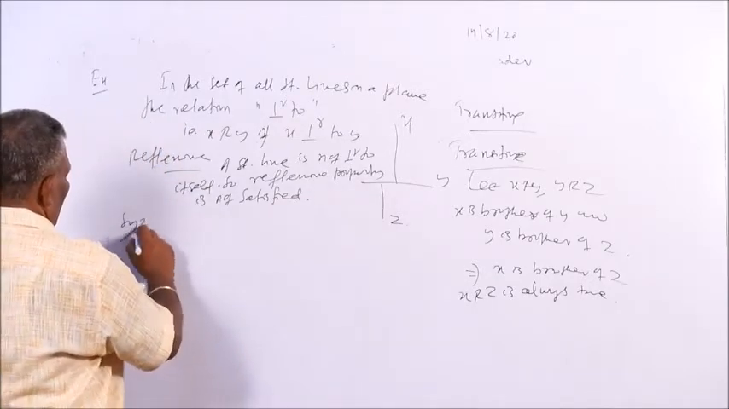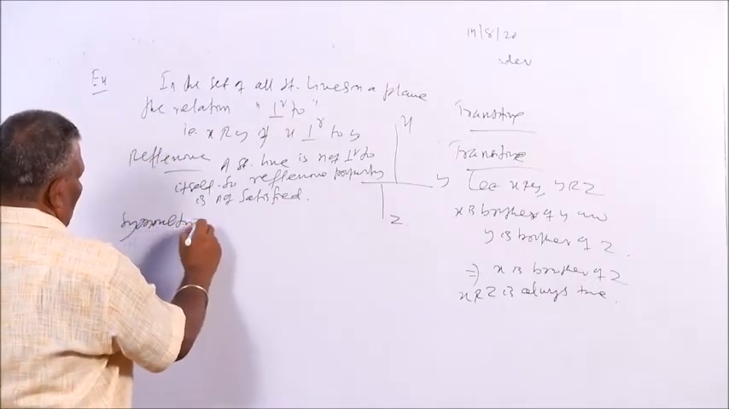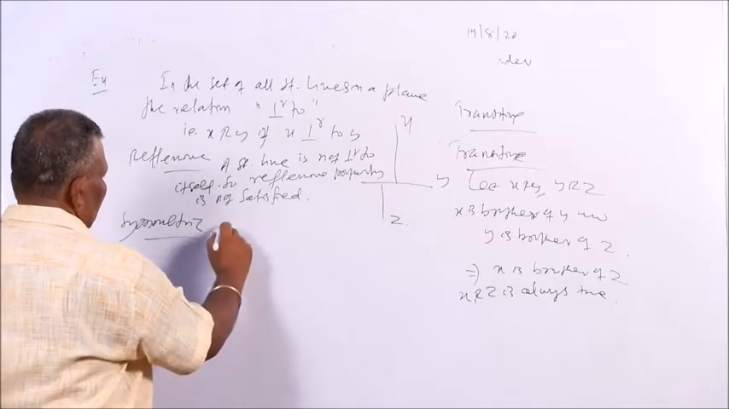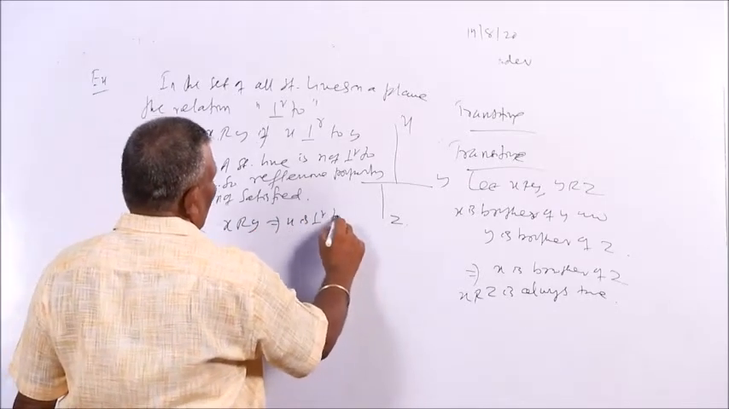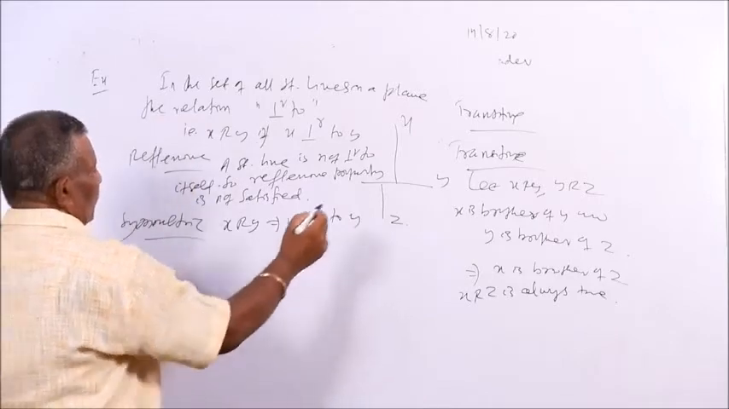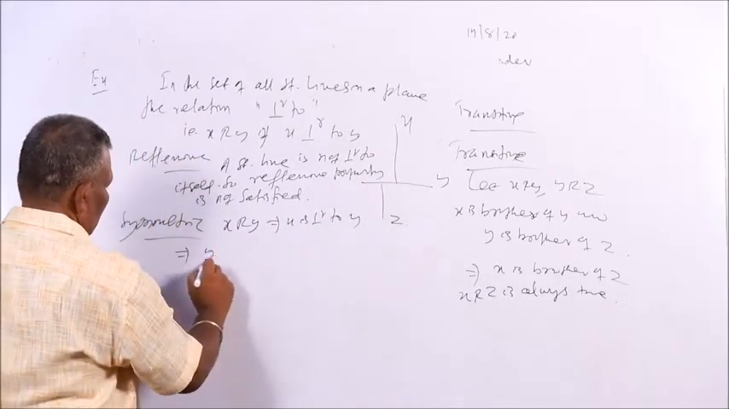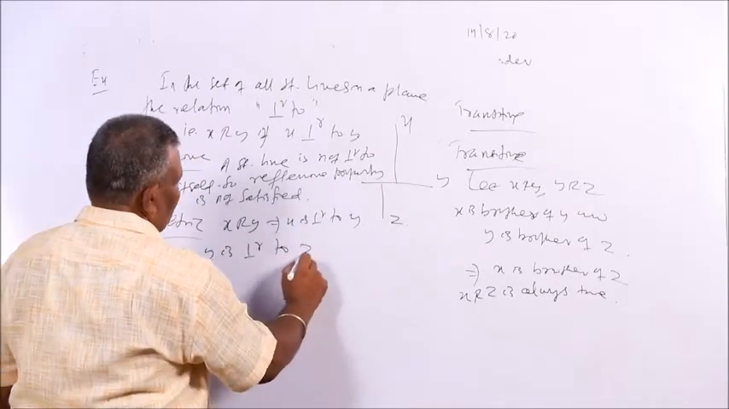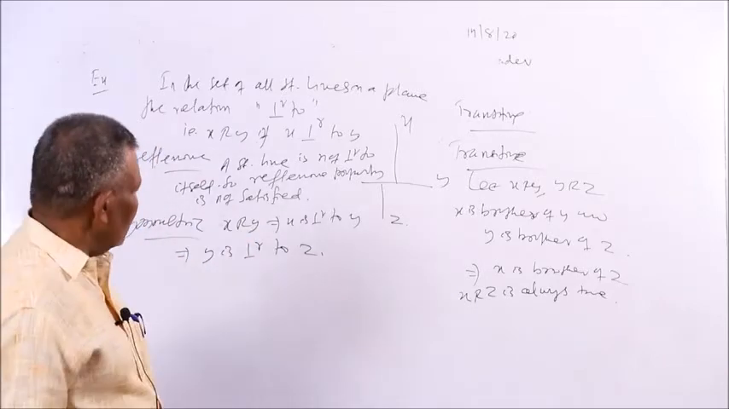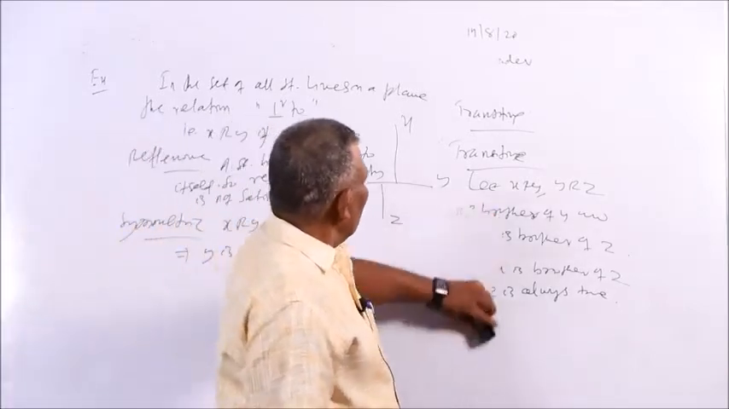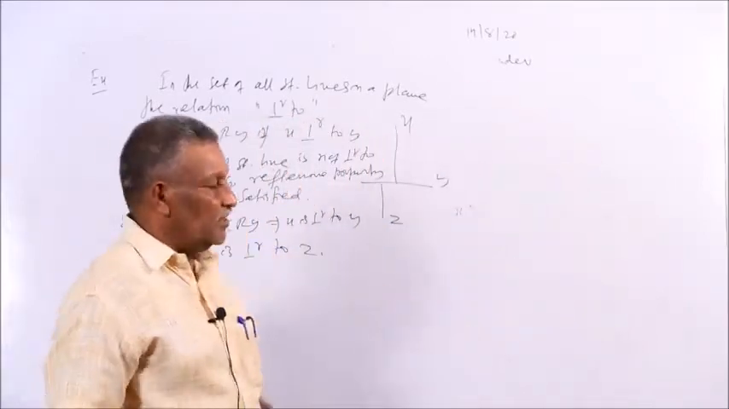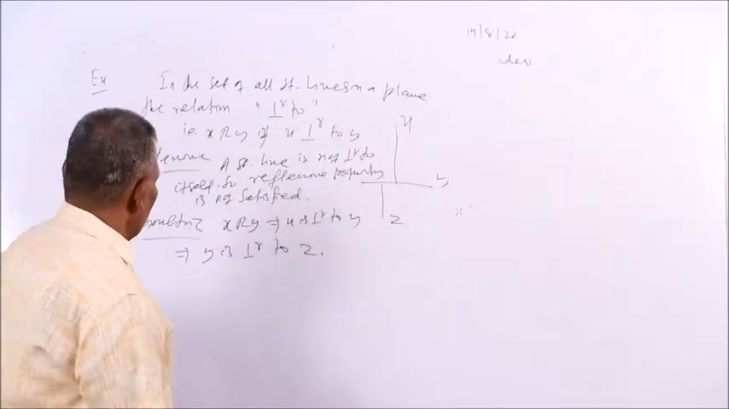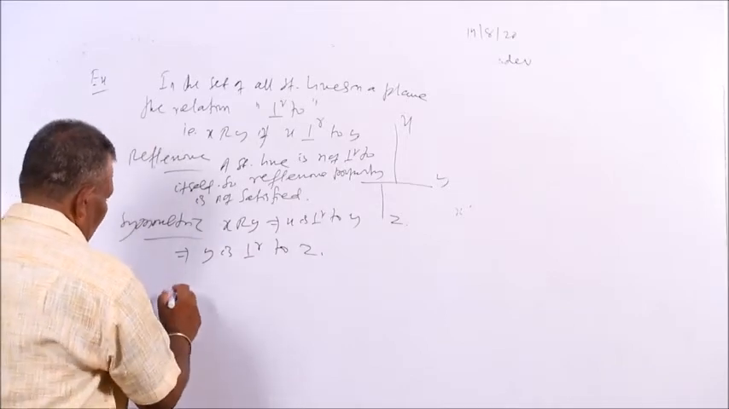Symmetric. Suppose X is related to Y. That implies X is perpendicular to Y. Then Y must be perpendicular to X. Come to our day-to-day geometrical figure, X axis and Y axis. If X axis is perpendicular to Y axis, then obviously Y axis is perpendicular to X axis.